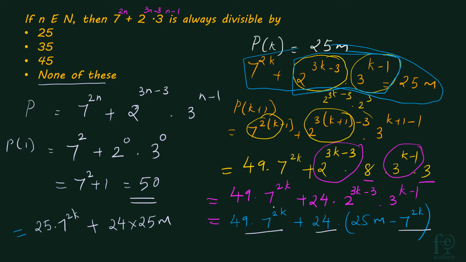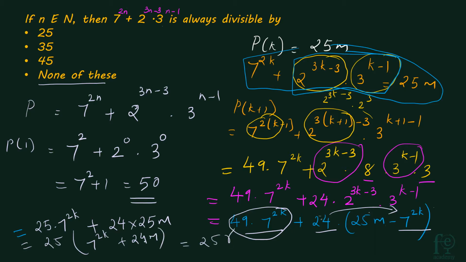Okay, you understood? Here you are having 49 into 7 raised to 2k. You are multiplying 24 inside. So you will be getting minus 24 into 7 raised to 2k. So 49 into 7 raised to 2k minus 24 into 7 raised to 2k, which will be giving you 25 into 7 raised to 2k plus 24 into 25m. So which will be giving you 25 you are taking outside. So 7 raised to 2k plus 24m, which will be giving you 25r, where r is equal to 7 raised to 2k plus 24m.